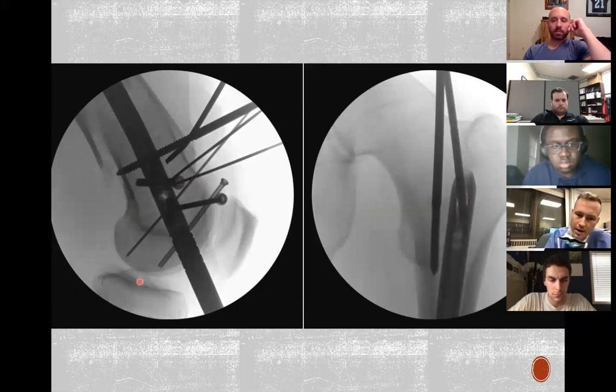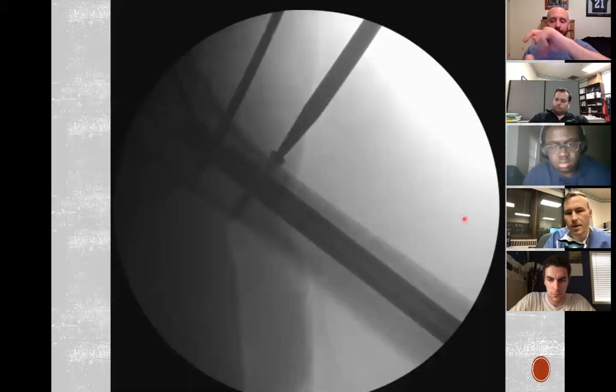We have a perfect lateral view of the distal femur. We get an AP of the hip, and we've confirmed that our lesser trochanteric profile matches that of the other side. And then we put a drill bit across it to lock the rotation. Then we lock it up with a screw.